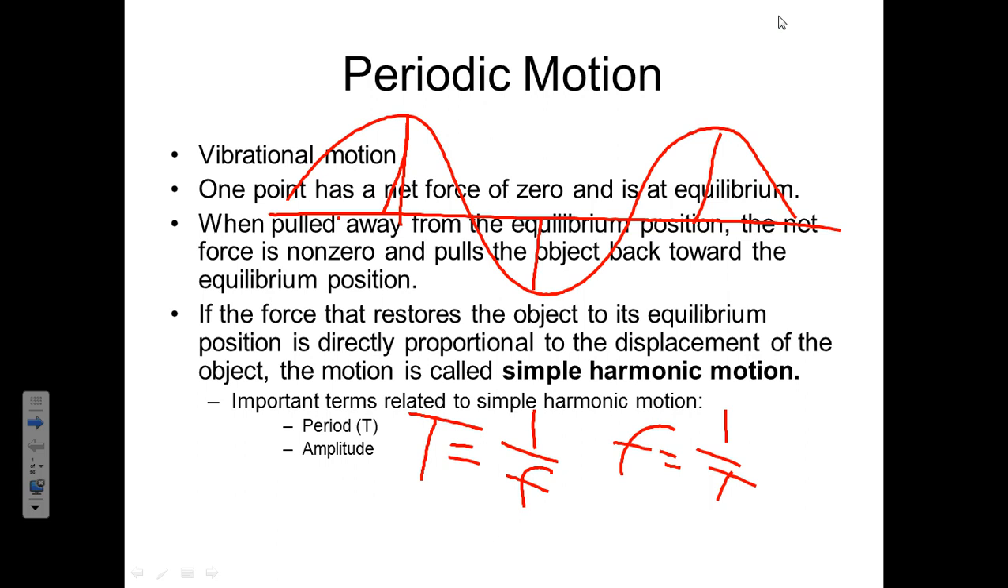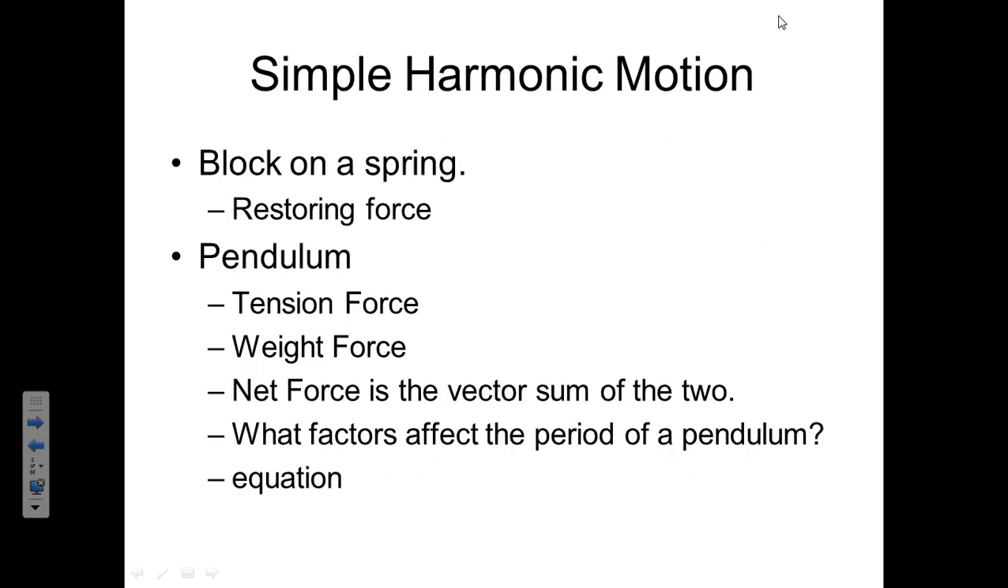So those three words will get used when we're talking about simple harmonic motion. Period, the time for one cycle. Frequency, how many cycles for each second. And amplitude, the displacement away from the equilibrium position. Those three words will show up. Like we said before, we're going to talk about two main setups: blocks on a spring, and pendulums.